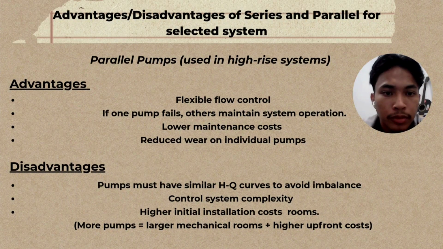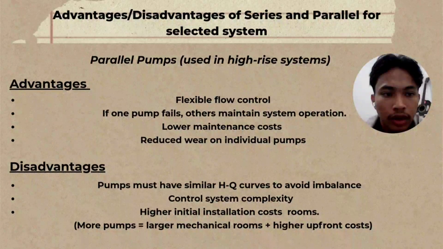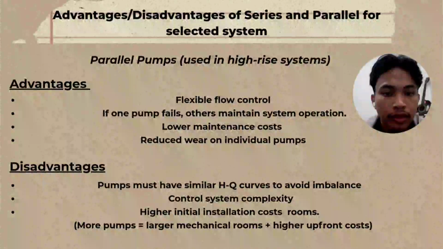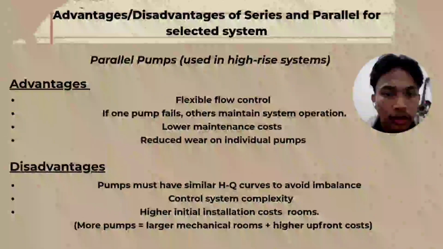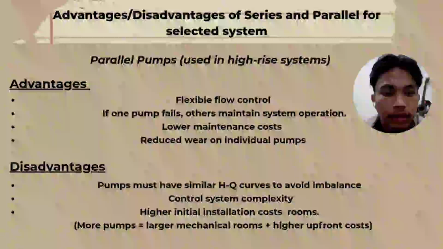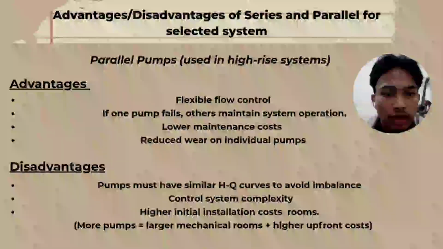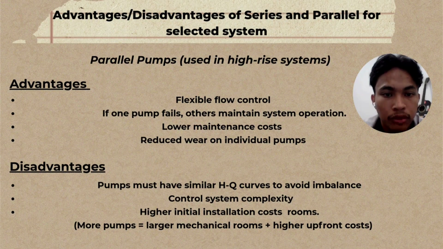So for disadvantages, first, pump compatibility: all pumps must have a similar head-flow HQ curve to avoid imbalance and performance issues. Second, complex control. The control system must coordinate multiple pumps efficiently. Third, higher initial cost. Installing multiple pumps increases upfront cost. The last one is more space required. More pumps means larger mechanical rooms, which can be challenging in a high-rise building.